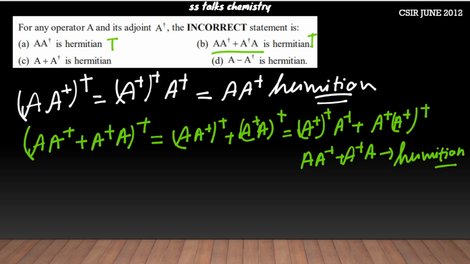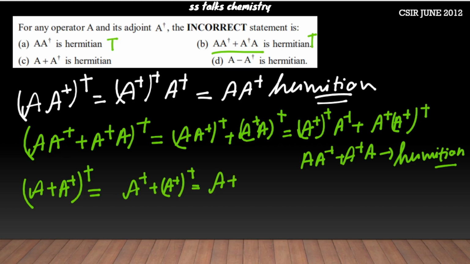Right, next it says A plus A dagger is Hermitian, so it will be equal to A dagger plus A dagger's dagger, so that will be equal to A dagger plus A. Right, so the same operator we are getting, so that means again it is Hermitian only. So this statement is also correct.